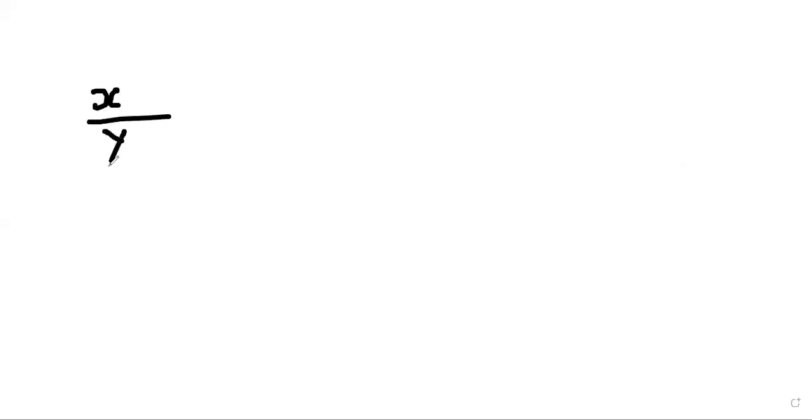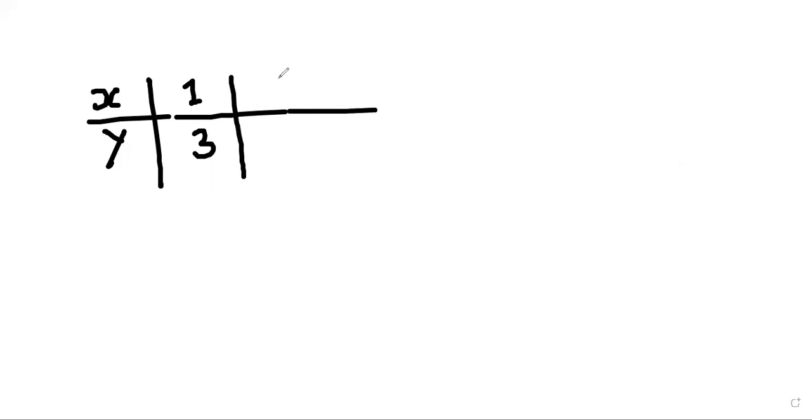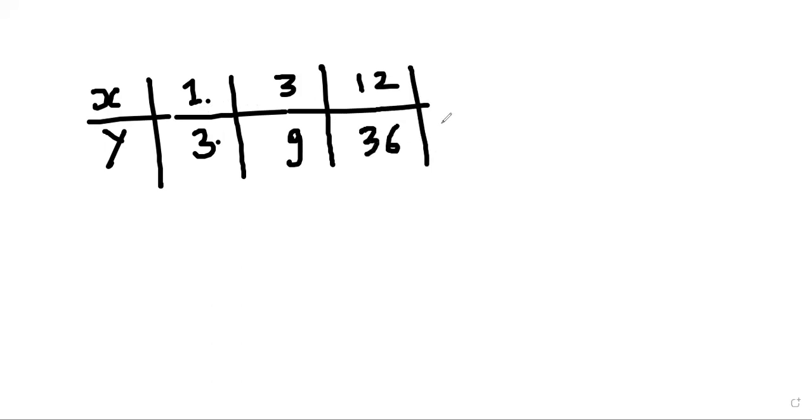Suppose x is 1, y is 3. Now, when x becomes 3, what is y? So here, if we see 1, 3, 3, we have to multiply 3 to 1 to get 3. So here again, we have to multiply by 3 to this number. So we will get 9. Suppose we write here 12, so we have to multiply by 3, so it will be 36. If we write, suppose 8, then again we have to multiply by 3, so it will be 24, right?